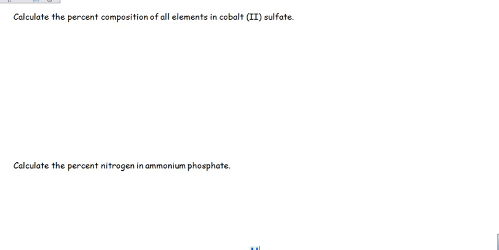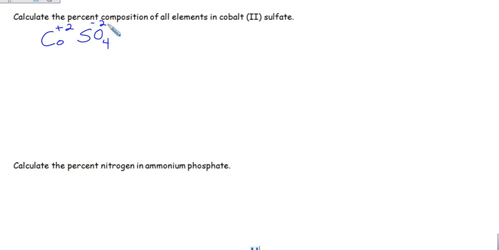Calculate the percent composition of all elements in cobalt(II) sulfate. So cobalt sulfate, cobalt(II) sulfate. That means the cobalt's charge is +2. Sulfate is SO4 2-. Ooh, I kind of like that. It's neutral. And again, have your periodic table, have your polyatomic ions handy because you'll need them to write the formulas.